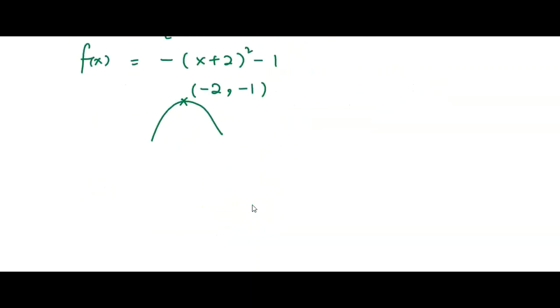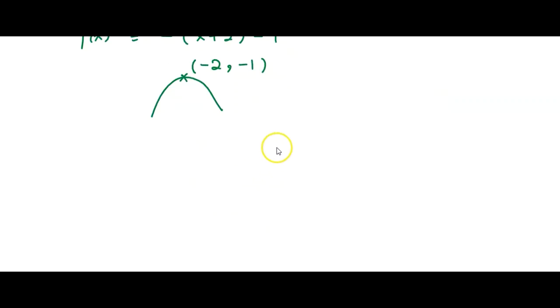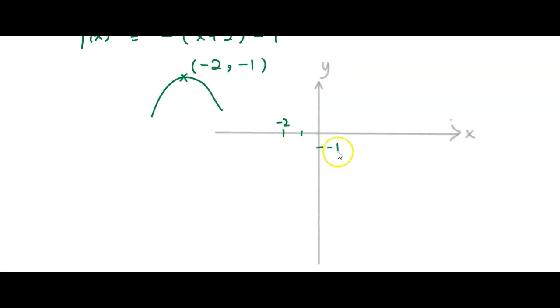After you have this information, you can start to sketch your graph. We plot the point (-2, -1) on our axis: negative 2 here, and go down for negative 1. So this is your maximum point, and the graph will be a parabolic shape because this is a quadratic. And you can see that now your graph passes through the y-axis.